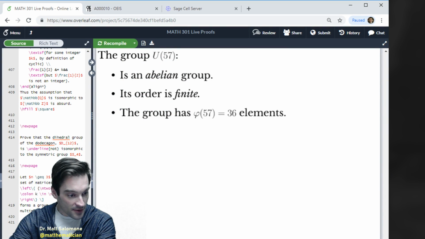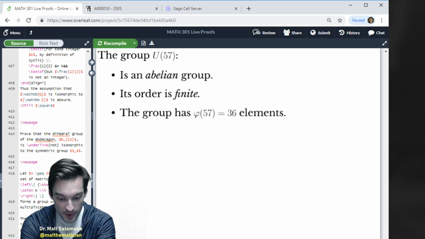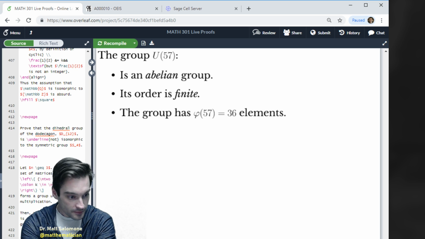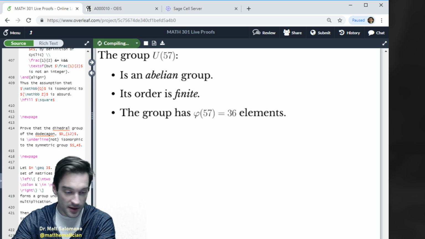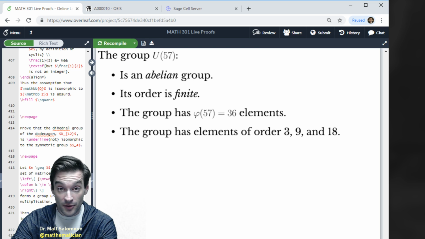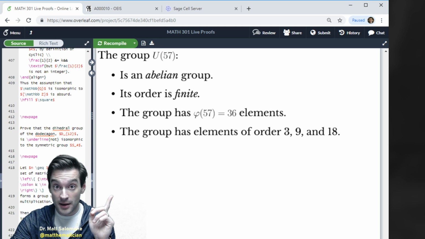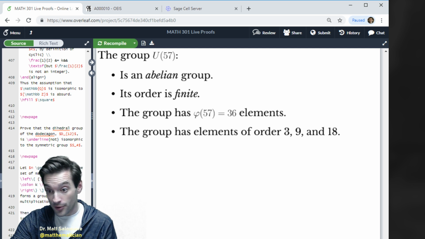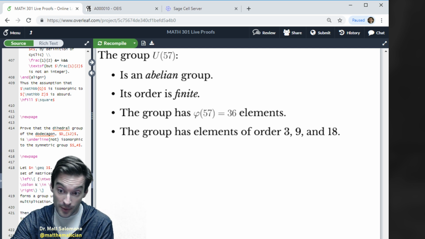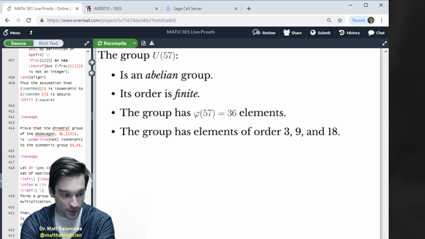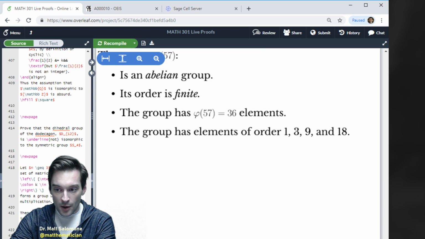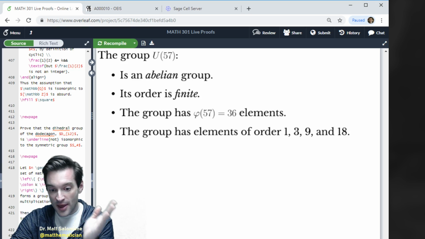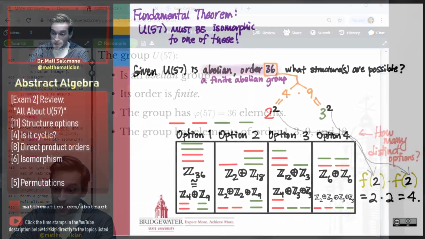Let's add that into my list. So I know that the group has elements of order 3, 9, and 18. Right? Just the computations that we did in Sage were enough to convince us of that fact, right? We know it has elements of those orders. We weren't able to find an element of order 36, but we were able to find elements of orders 3, 9, and 18. And of course 1. I guess I'll list it, even though every group ever in the universe, because of the identity property, has an element of order 1.